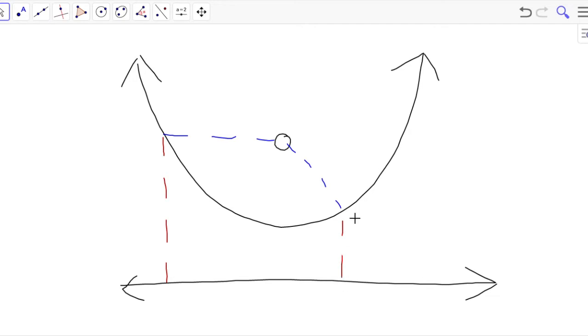So this segment, which is the distance from, say, that point right there to this line, and the distance from that point to that point, this segment, are the same, as well as over here. These have the same lengths. So let's investigate a little bit more.